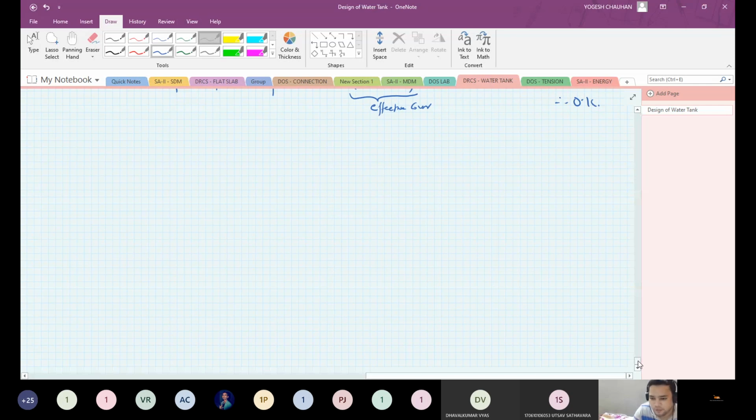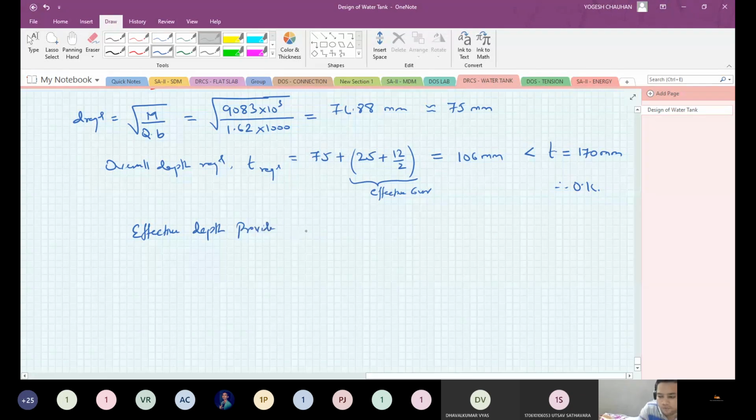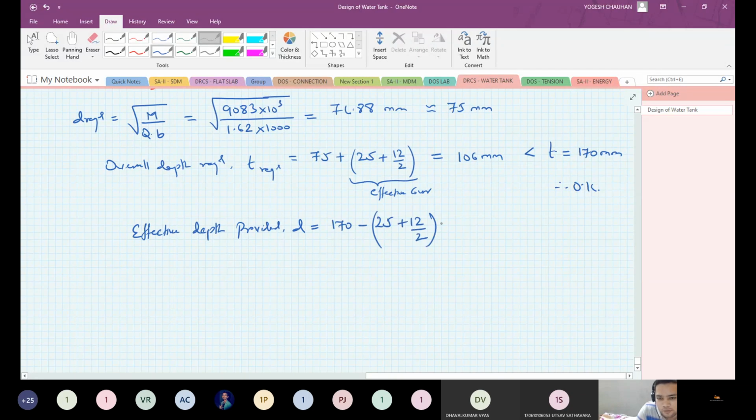Now let us find the effective depth provided. So effective depth d is equal to 170 minus this value, that is 25 clear cover plus 12 by 2. We are assuming 12 mm diameter over here, based on the hoop steel, where we have used 12 dia, so that is why we are using the 12. So it will be 139 mm.